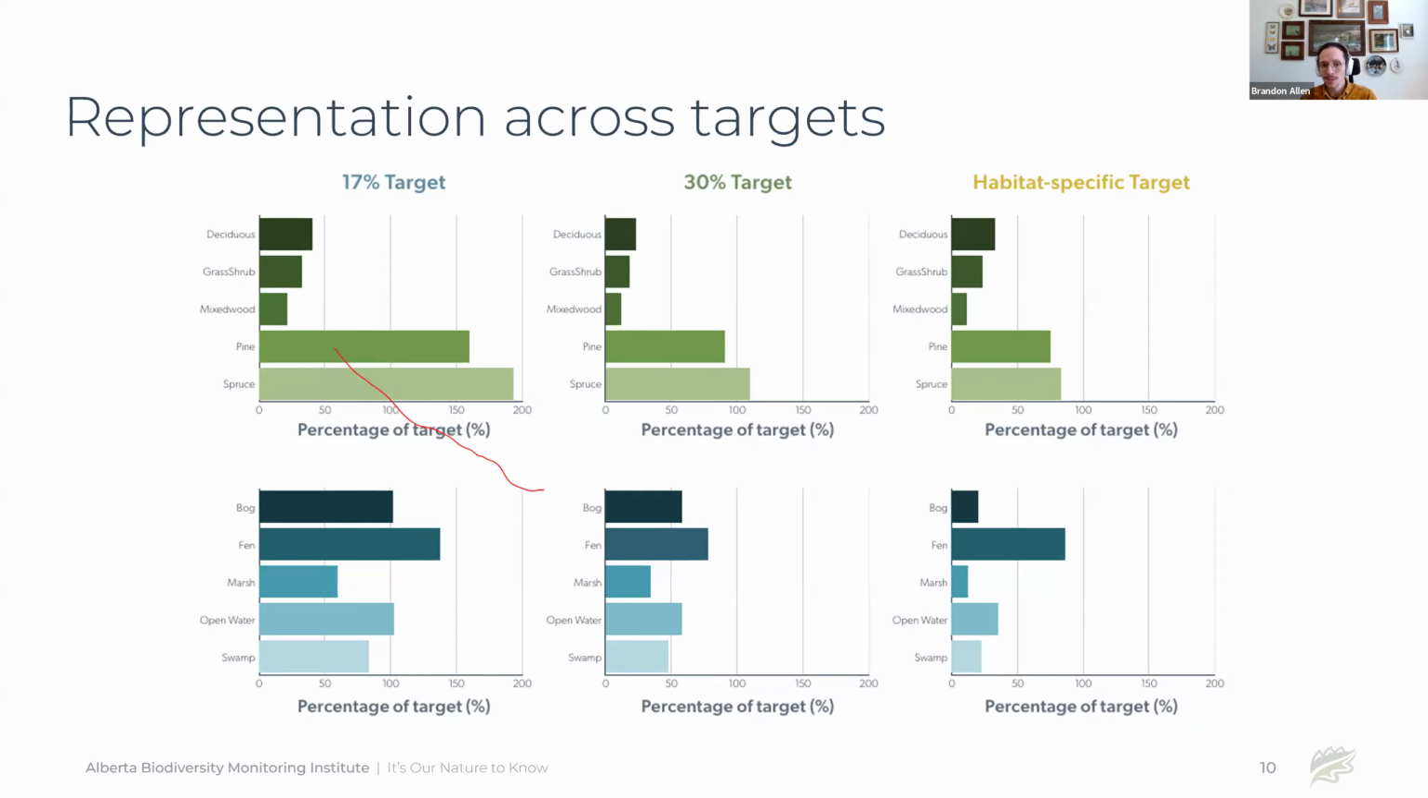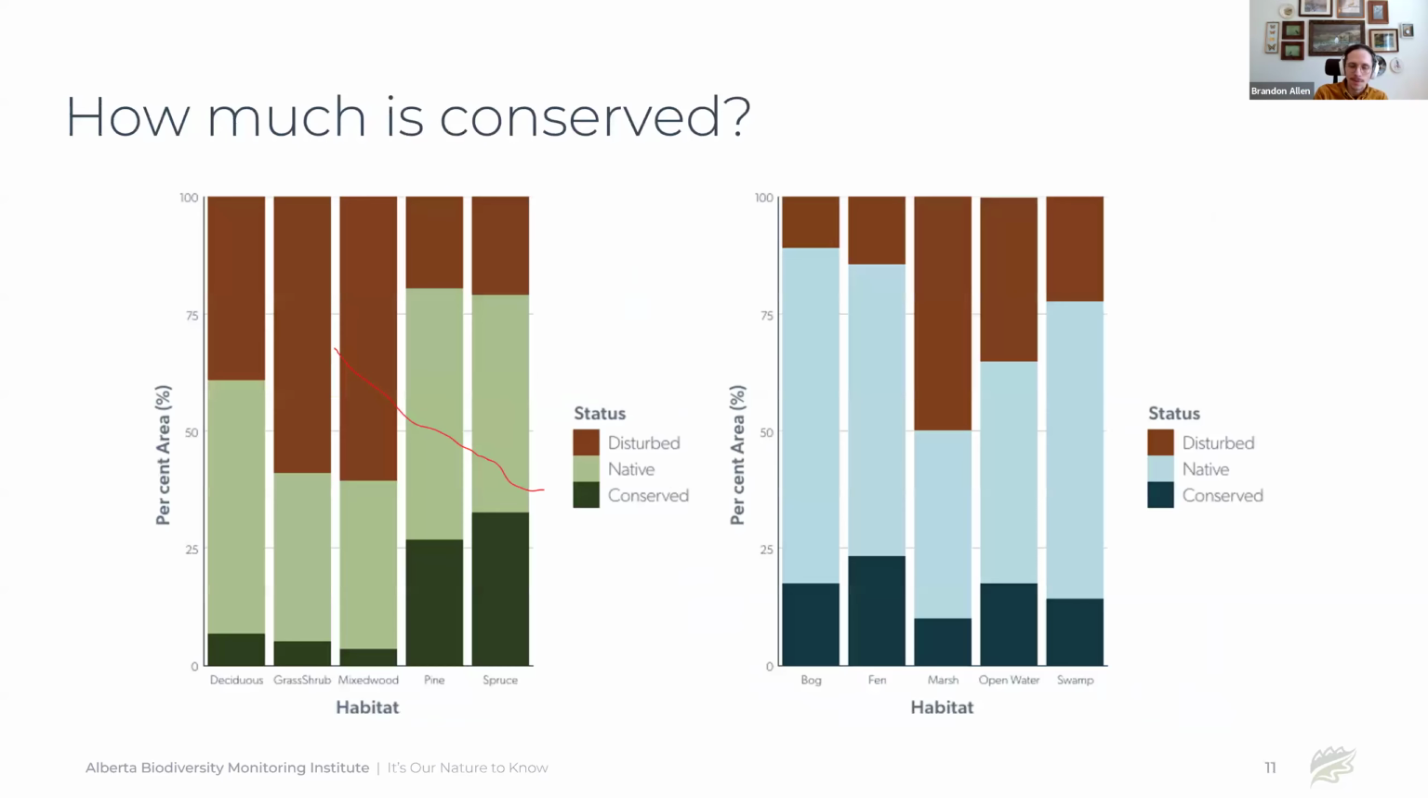So, if we go up to a 30% target, you can see only spruce stands actually meet this. Pine is getting close, and same with fens. But again, it has shifted a little bit. And then if we switch to habitat-specific targets, we also see a reduction as well. So, a very small percentage of marshes and swamps, mixed woods, and grass shrub habitats fall under these current protection statuses right now, regardless of the target that you're comparing them to.